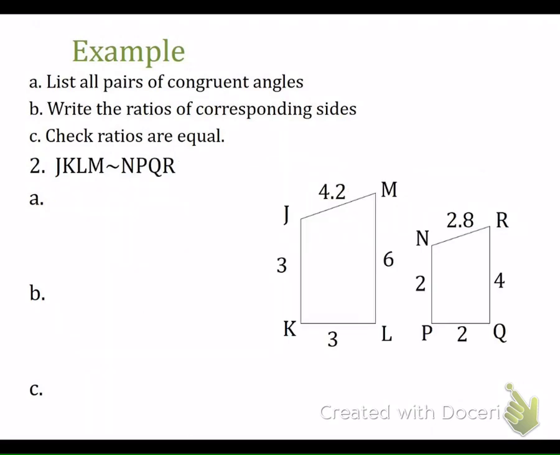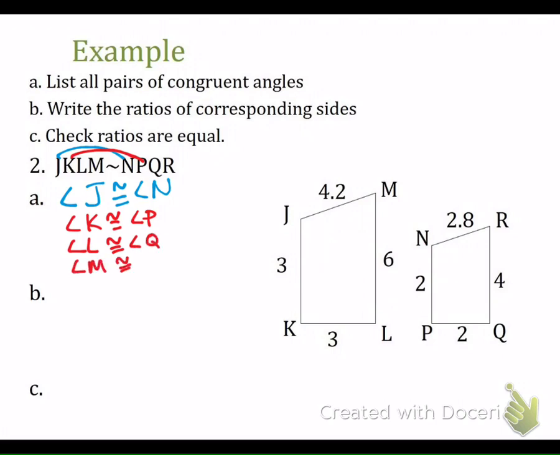Same idea on number 2. I want to first list all the congruent angles. So angle J is congruent to angle N. And if you're not sure where to start on the figure, look up here. Okay? Angle K is congruent to angle P. Angle L is congruent to angle Q. Angle M is congruent to angle R. Very good.